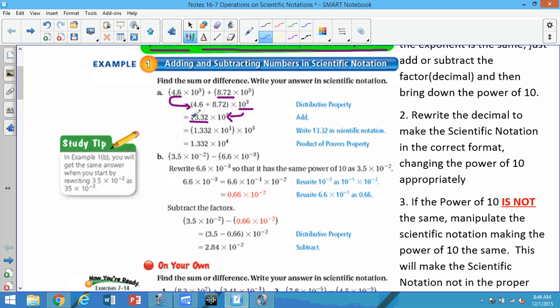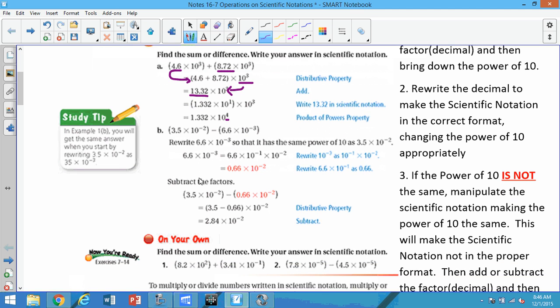But this is not a proper format. Okay, 13.32 is not the proper format. You need that decimal to be between the 1 and the 9. So you're going to make it 1.332, and you're going to change that exponent to the fourth power. Because you're moving the decimal to the left, you add to the exponent, because you need to move it one more to the right when you multiply it out. So it becomes 10 to the fourth power.